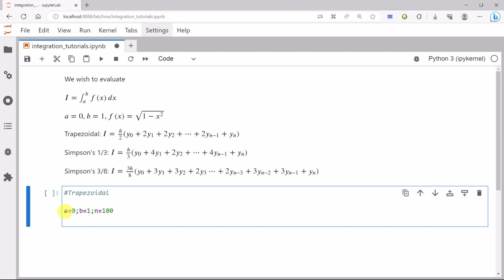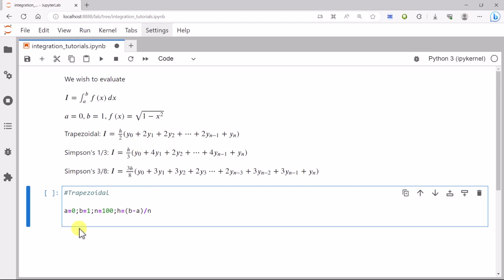Trapezoidal. And my h will be equal to b minus a by n. So h is b minus a by n, and so to start trapezoidal I need to evaluate this y function.